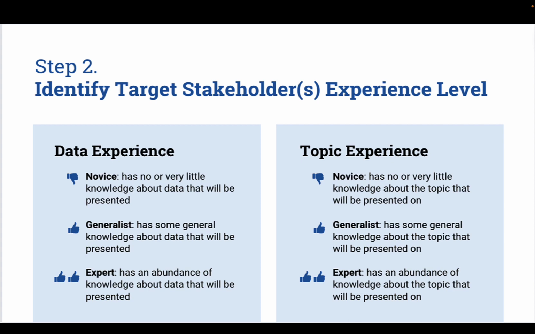Next, we need to identify each stakeholder group's approximate experience in reviewing data related to the topic. Are they novice, meaning that they have no or very little knowledge about the topic that will be presented on? Generalist, meaning that they have some knowledge about the topic that will be presented on? Or an expert, meaning that they have an abundance of knowledge about the topic that will be presented on. Record this in the third column of the worksheet.